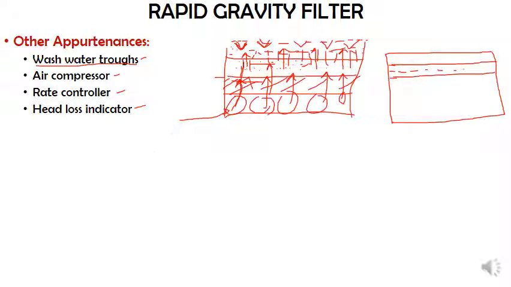This is indicating the bottom line, and these two are indicating the top lines. Similarly, throughout the entire length of the rapid gravity filter you are going to have these troughs. Once the water level increases from the bottom, the water enters into these channels, and it can be collected and taken out for further processing. So this is why we use wash water troughs.